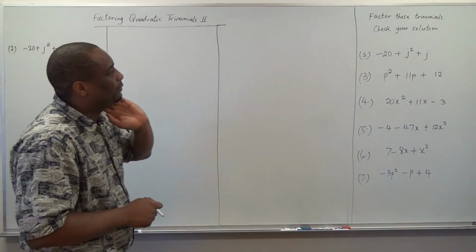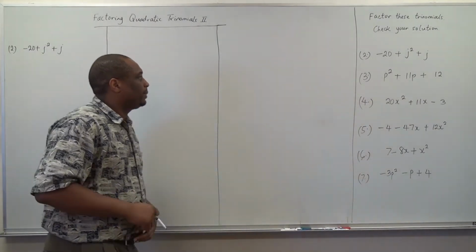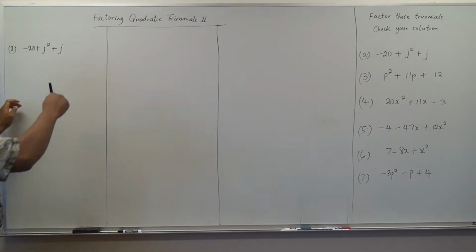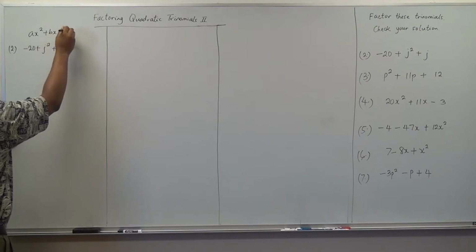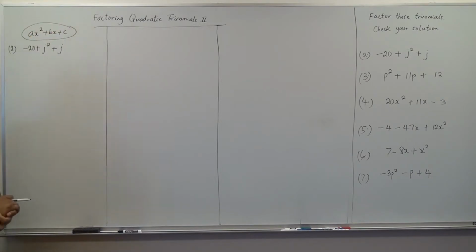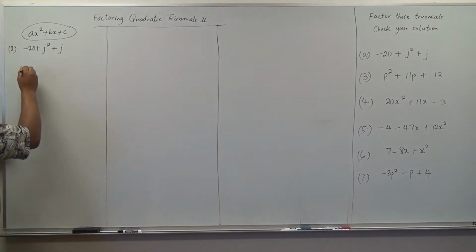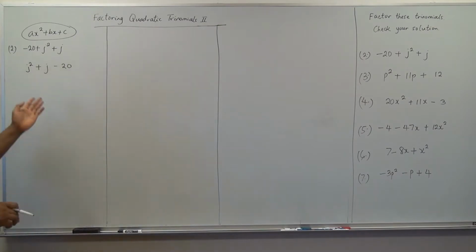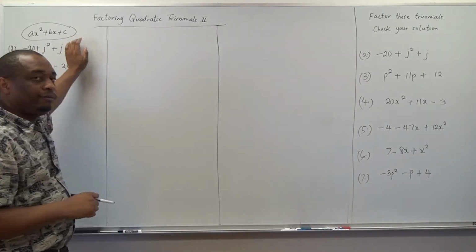Number 2 is you want to factorize negative 20 plus j squared plus j. Now, if you look at this question, it is not arranged in this form: ax squared plus bx plus c. Remember that this is the general form, like I said in the previous video. So let's put this in this form, all right? And when you do that, it will now be j squared plus j minus 20. So that's the first thing you want to do, to make sure it is in this general form.